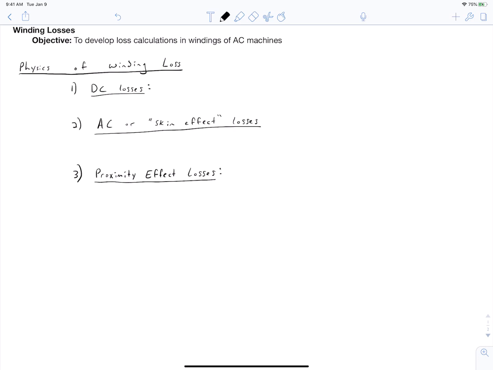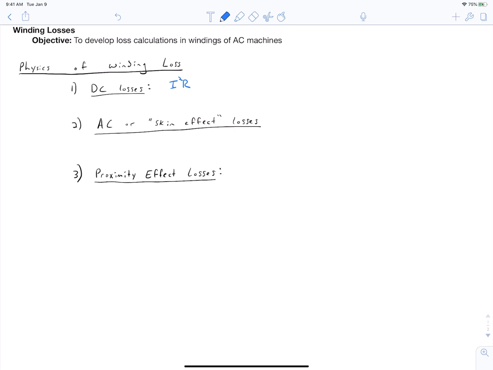The first is something I'm calling DC losses. And DC losses are the normal losses you think of in a resistor. They are your I squared R losses. So if you've got a current I going through a resistor of value R, you get I squared R power loss. If that current is AC, you have I squared R, where I is the RMS quantity.